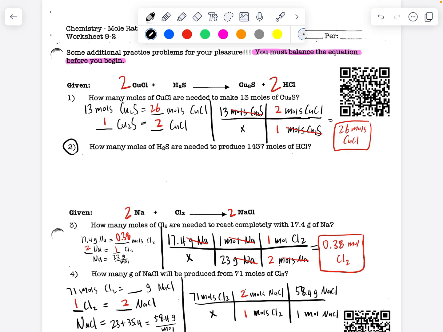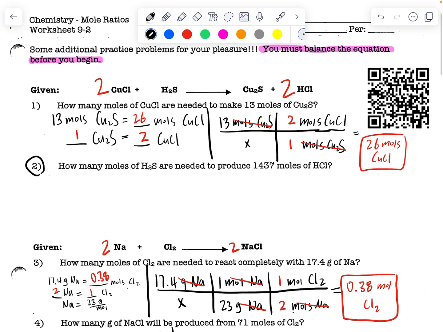So here's number 2 that I'm going to do with you guys, okay? So follow along with me. Now, you always begin with step 1, balancing your equations, okay? Now, this one I'm not going to because we've already done it during class, right? So we have here 2, 1, 1, 2 as my coefficients, right? These are my molar ratios that I'm going to be using.